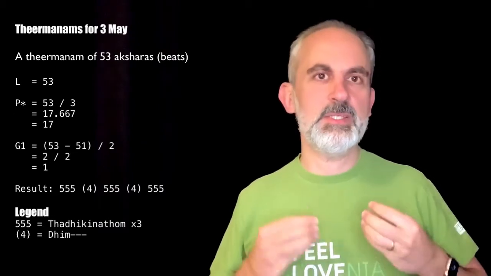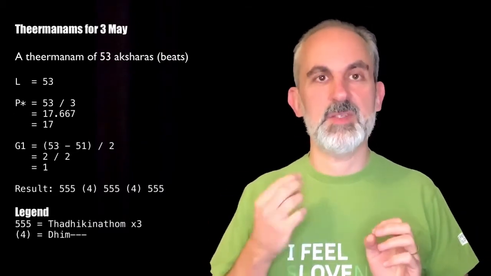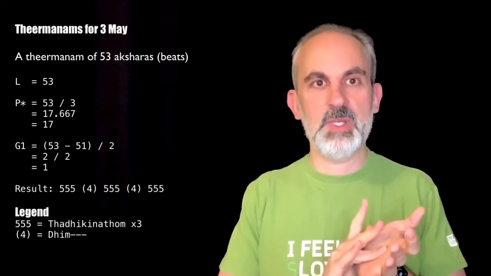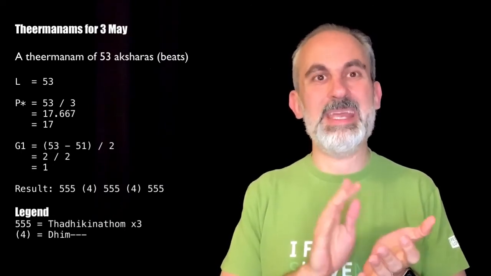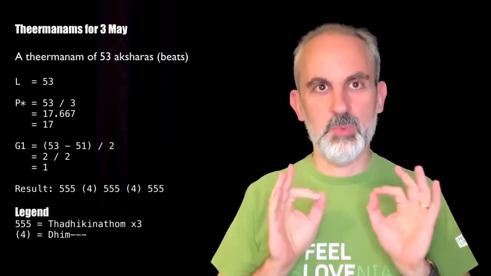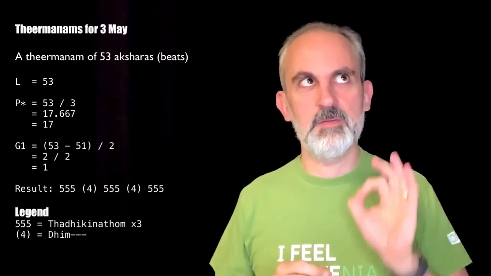So if we want this to finish properly at the end of a cycle of aditalam, we need to count off 2 fingers and 3 aksharas, that is 11 aksharas ahead, and then we start and it will be just fine. So 5, 5, 5, 4 gap, 5, 5, 5, 4 gap, 5, 5, 5. Okay. Takadimi, takajunu dang, tadikinaton, tadikinaton, tadikinaton, dihim, tadikinaton, tadikinaton, tadikinaton, dihim, tadikinaton, tadikinaton, tadikinaton, dihim.